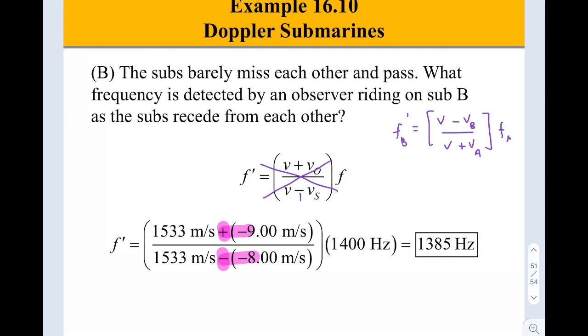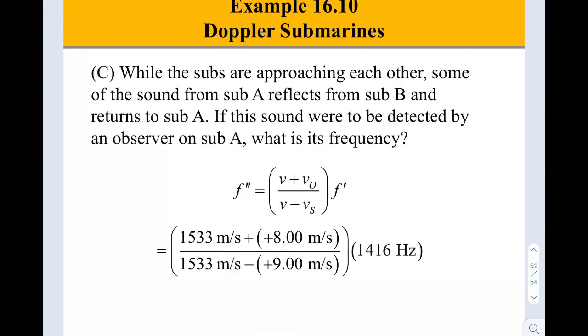So you will get here negative, and here is positive. It's easier, my method is easier. Because if you are using the textbook method, you also need to consider the direction of the V for each of the submarines, the observer and also the source.